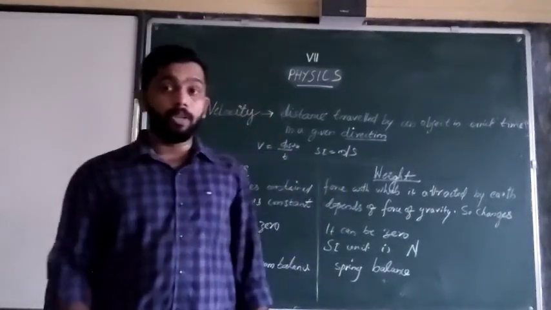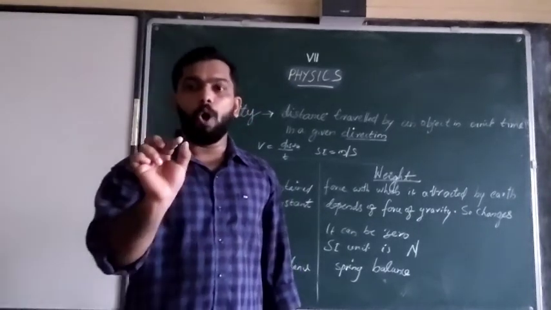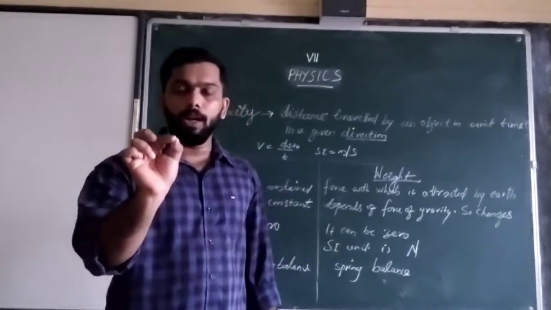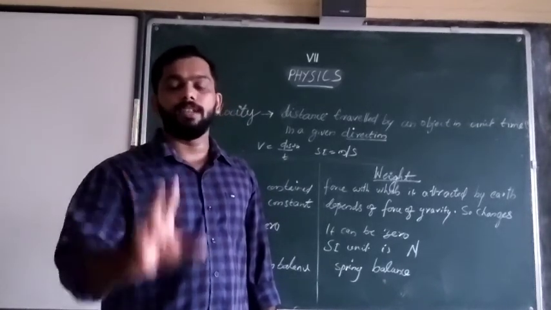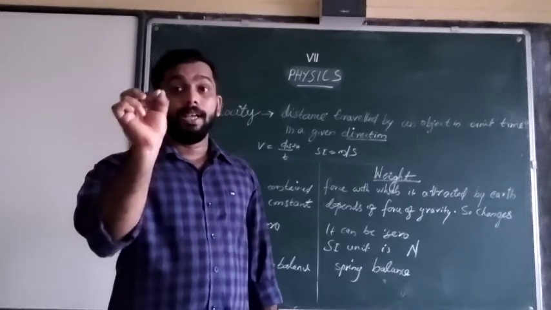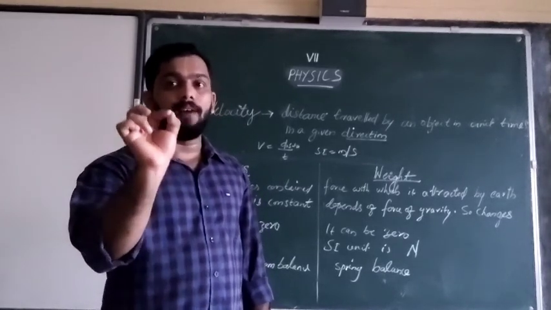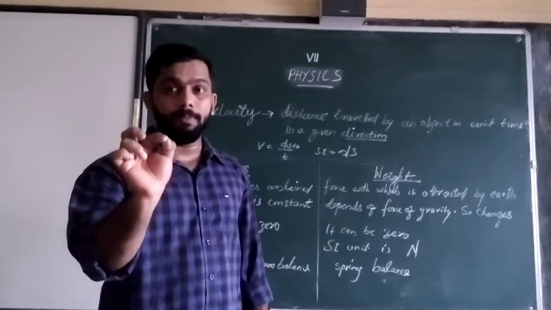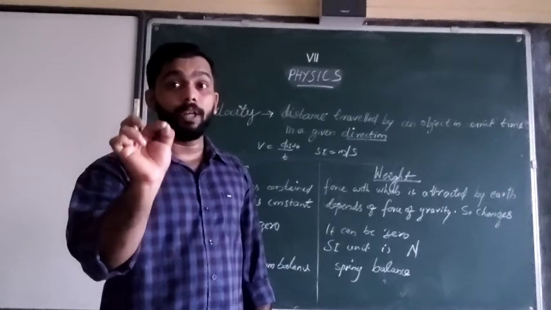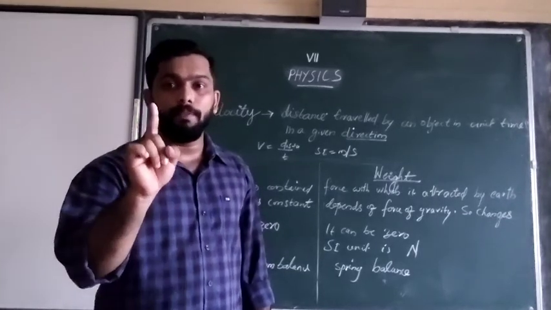Then what will be uniform velocity? Just like uniform speed, if the object is covering equal distances in equal intervals of time in a given direction, that is uniform velocity. Uniform velocity means the object travels equal distances in equal intervals of time in a particular direction.